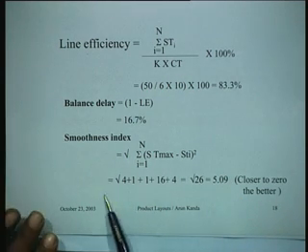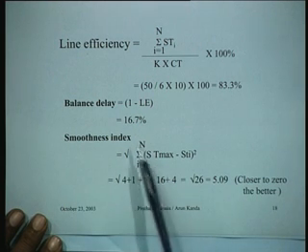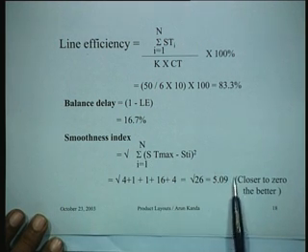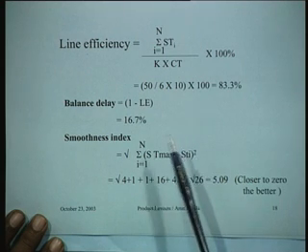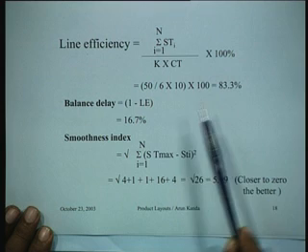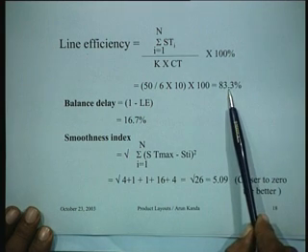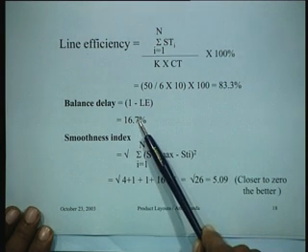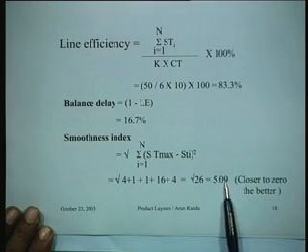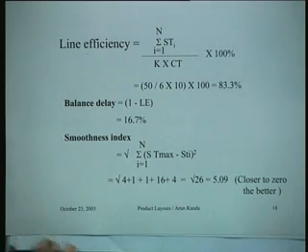If a line is perfectly balanced, this smoothness index will be 0. So we try to minimize the smoothness index. So we have got measures of efficiency of this design. We've got a line which has an efficiency of 83.3%, a balance delay of 16.7%, and a smoothness index of 5.09. This is what we have.